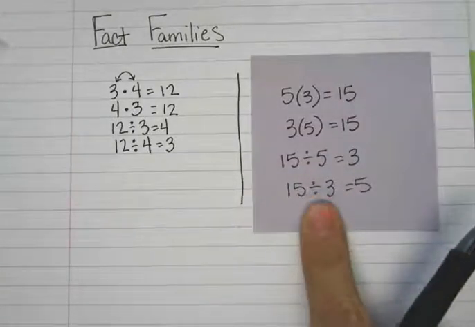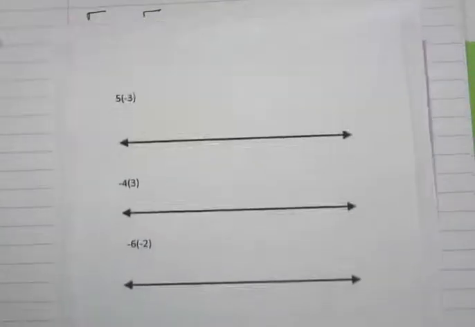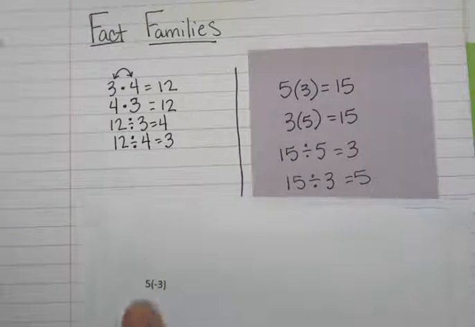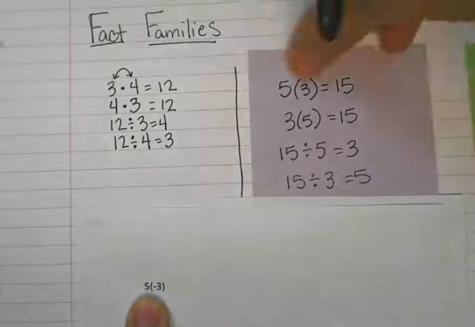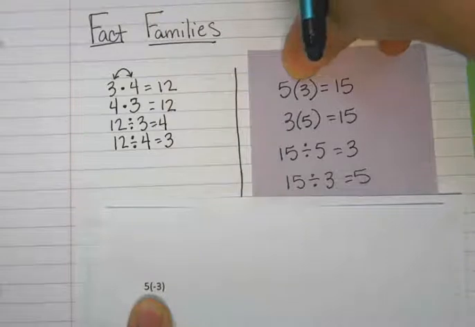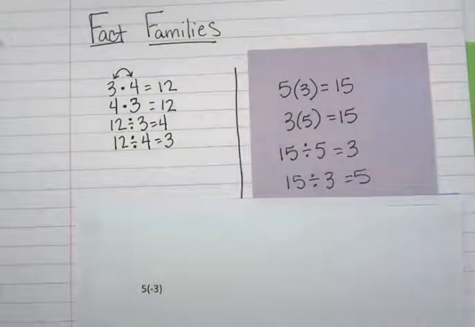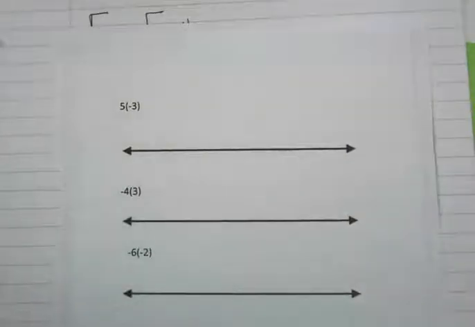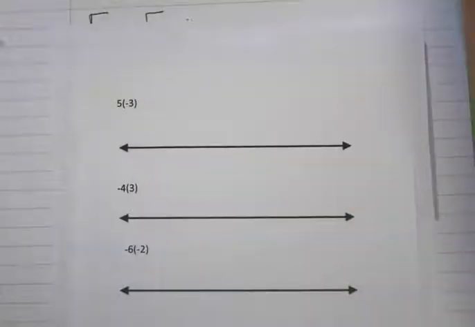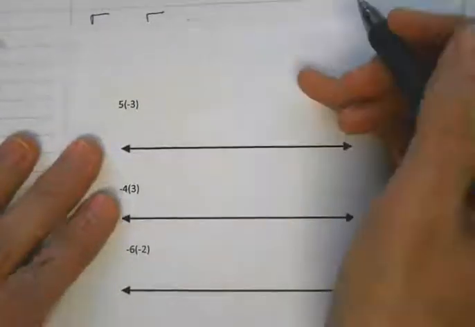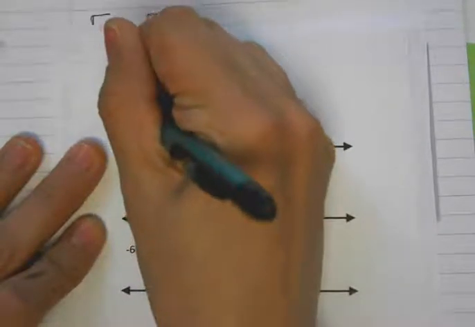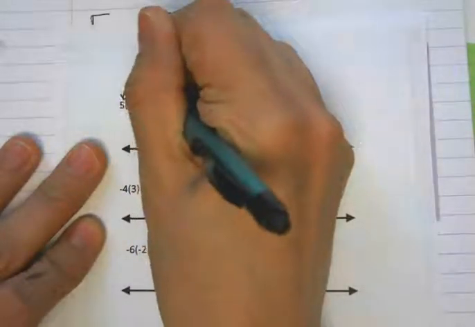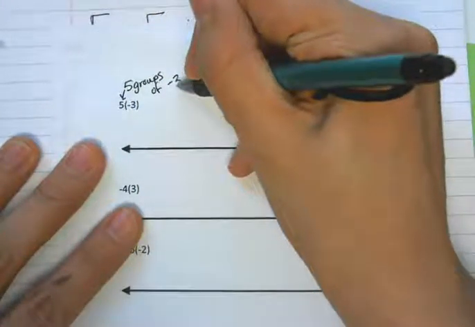So we're going to take this problem and we're going to transition over to this page. What do you notice about this problem? 5 times negative 3 is a whole lot like 5 times 3. And they kind of look like they could be related in the same fact family. So what I would like to do is talk about how this can relate to your fact families. So 5 times negative 3, just like we did with the counters, this still means 5 groups. And it means 5 groups of negative 3.